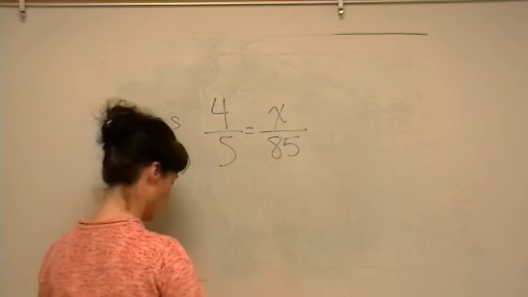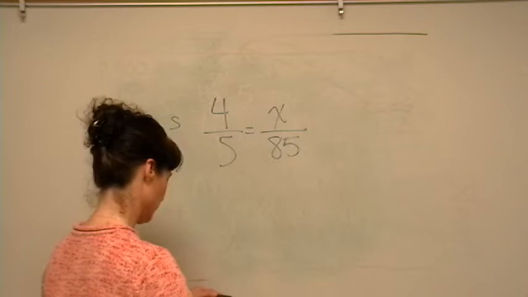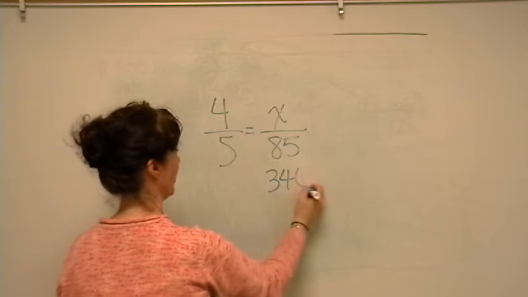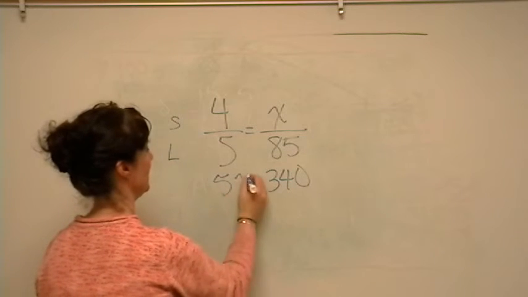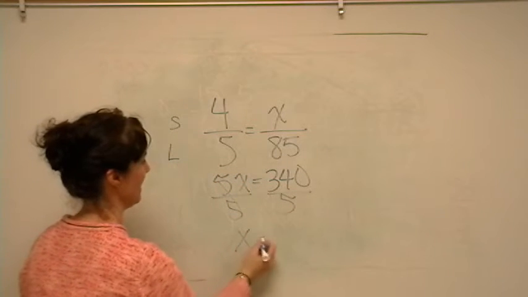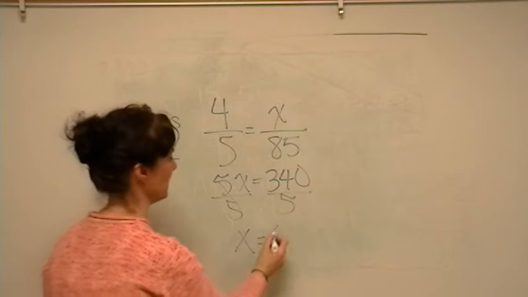Okay, so 4 times 85. I'm not even going to try to do that in my head. There are days you do that stuff and there are days you refrain. Equals 5x, and dividing by 5, we get x equals 68.